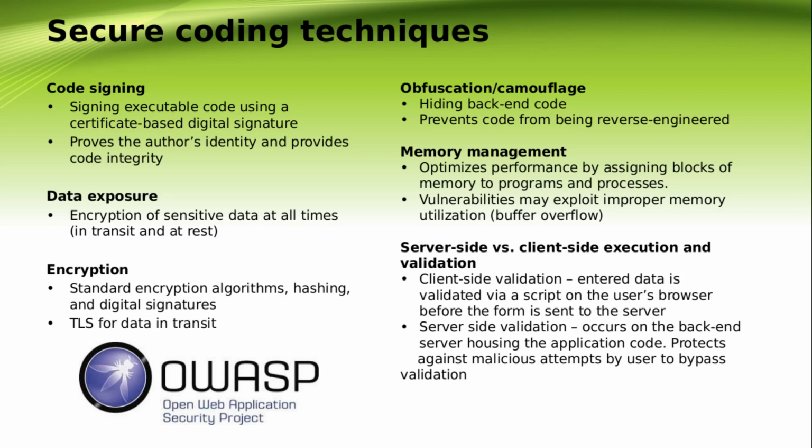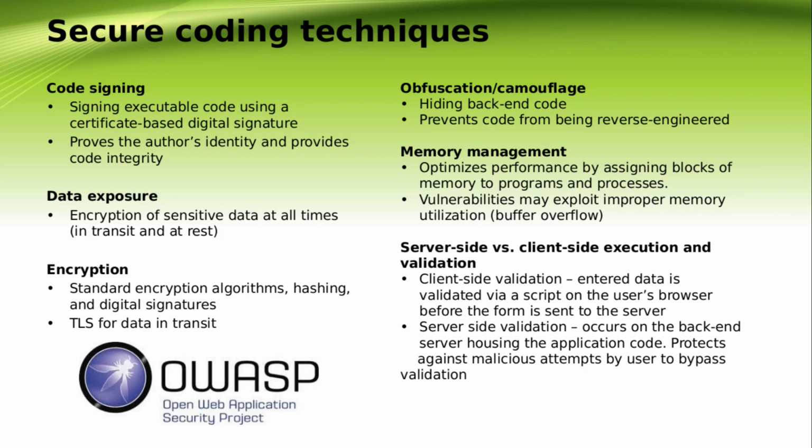Code signing is signing executable code using certificate-based digital signatures. A trusted authority proves the author's identity and provides code integrity. The most common example of code signing is drivers. For example, by default, Microsoft operating systems block the installation of unsigned drivers. Code signing consists of signing an executable using a certificate-based digital signature. This is done to provide trustworthiness in the executable. Code signing proves the author's identity and provides reasonable assurance that the code has not been tampered with since it was signed.